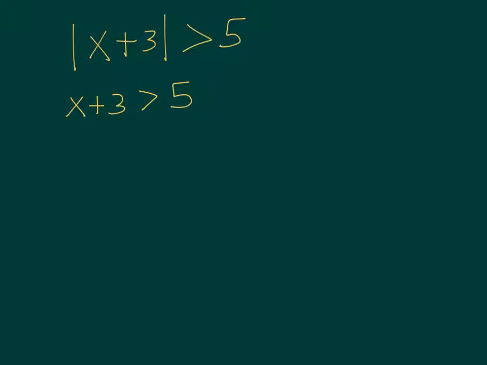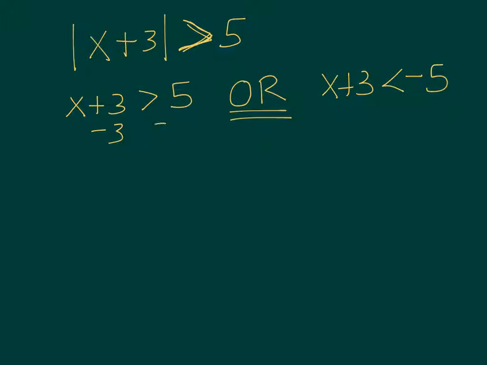The next statement would be absolute value of x plus 3 is greater than 5. So again, we would break this up as two separate statements. First, just dropping the absolute value, x plus 3 is greater than 5, or x plus 3 is less than negative 5. It's an or statement because this is a greater than symbol. So we solve these. x is greater than 2, and x is less than negative 8.